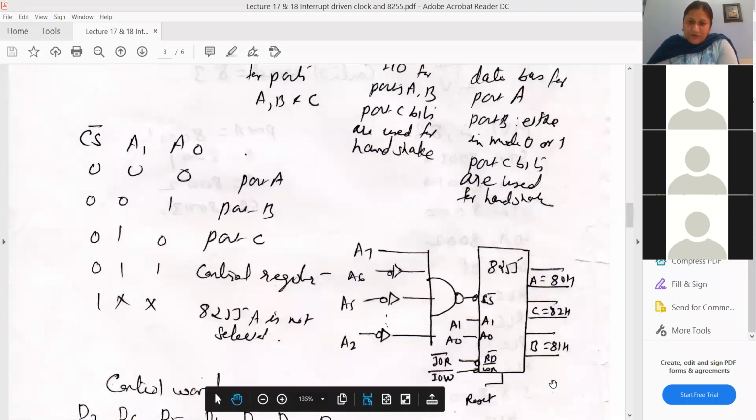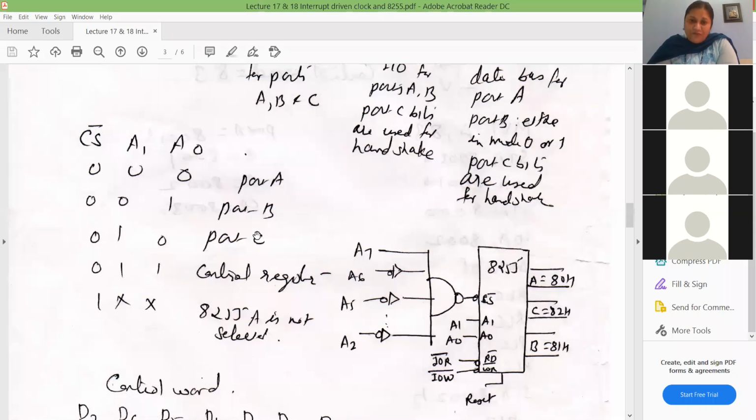So how to define the addresses? Now you know that A0, A1 combination is this, like this, for port A, port B, port C. So it always starts from port A address. If I say 80 hex address, then 80 hex address will be for port A. Then port B will have 81, port C will have 82, and the port C control register will have 83.